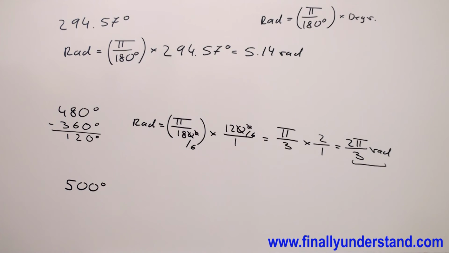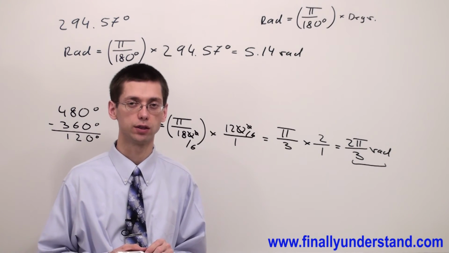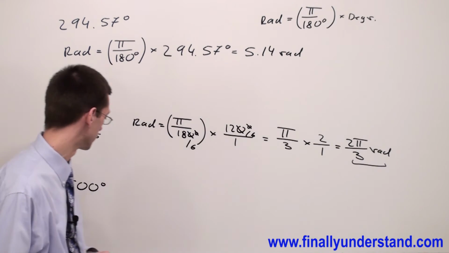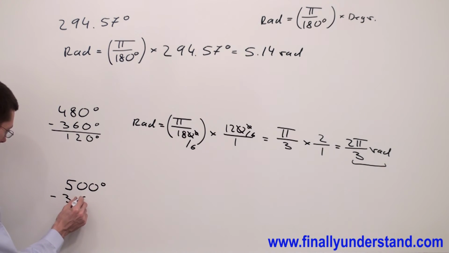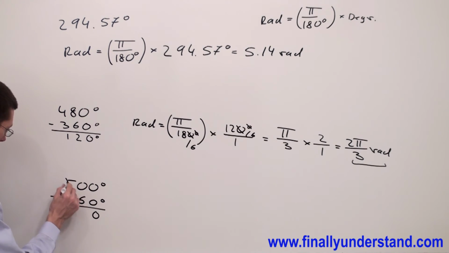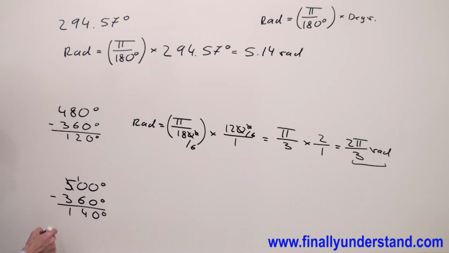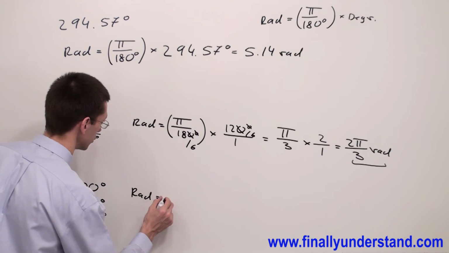Let's take a look at the third example. We have 500 degrees. Anytime we get an angle greater than 360, it means that we went into another revolution. So we're supposed to subtract 360 degrees from it. I'm going to have 0, borrow 1 from here, 10 minus 0... and we get 140 degrees. This is the equivalent angle to 500 degrees.